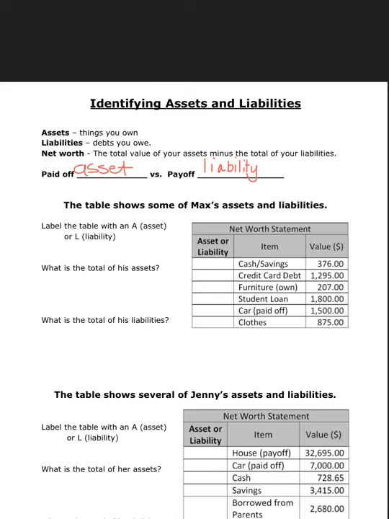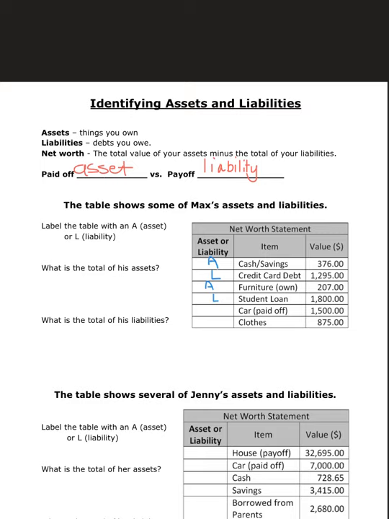First one says cash and savings. Well, if it's cash, that means you have it, that's yours, you own it, so that would be an asset. Credit card debt, well, that's money you owe to someone, so that's going to be considered a liability. Furniture, it says that you own it, so that's going to be an asset. A student loan, well, any kind of loan, it's something you don't own, so therefore it's a liability. You're paying that back to somebody.